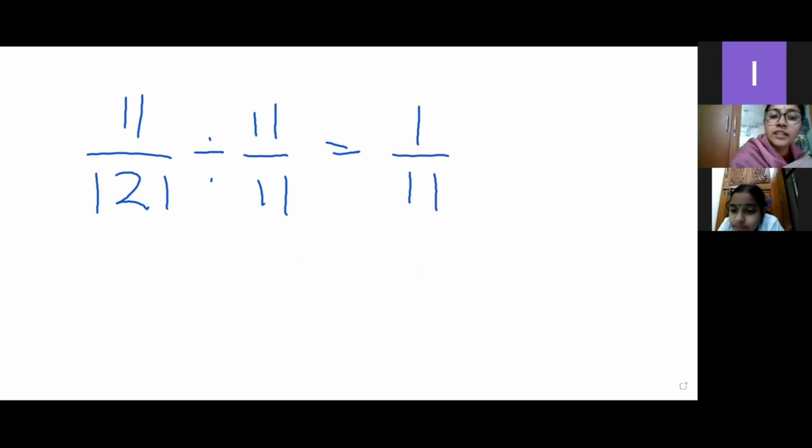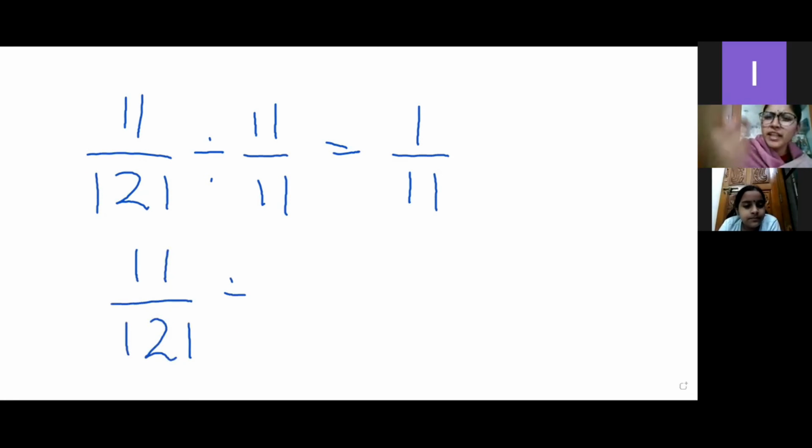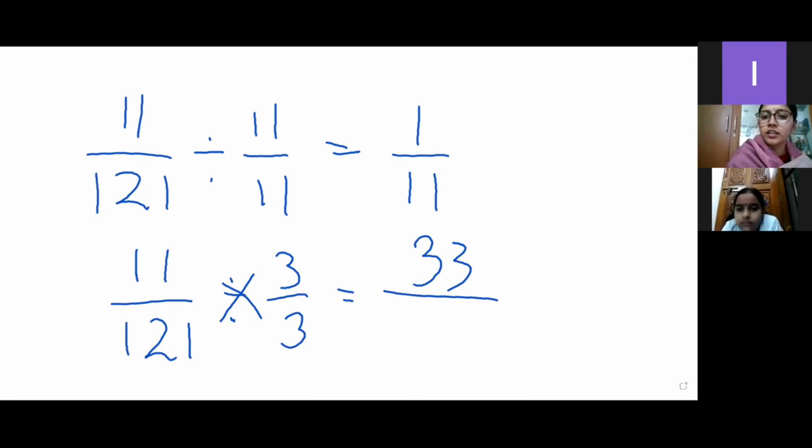Suppose you have to multiply. You can multiply with any number. There is nothing to it, 3 by 3. This is the sign of multiplication. 33, 3, 6, 3. You can multiply, but in this case you cannot divide by any number. Understood? Okay, ma'am.